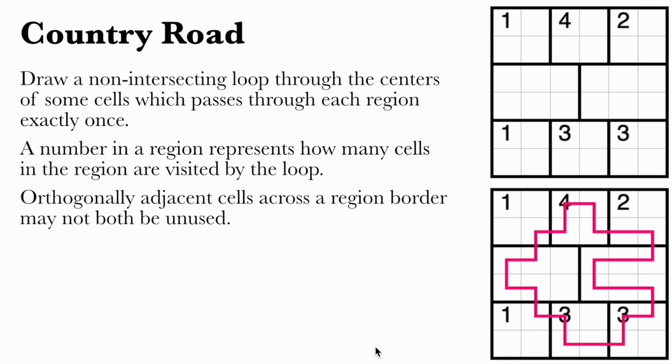Orthogonally adjacent cells across a region border may not both be unused. Orthogonally means horizontally and vertically in this context. So this is saying that between these 2 cells, for instance, which are across a border, at least one of them must be part of the loop. And those are all of the rules of Country Road, so it's time to solve a puzzle.